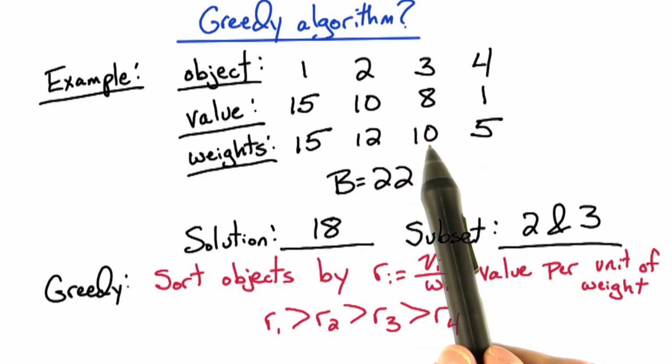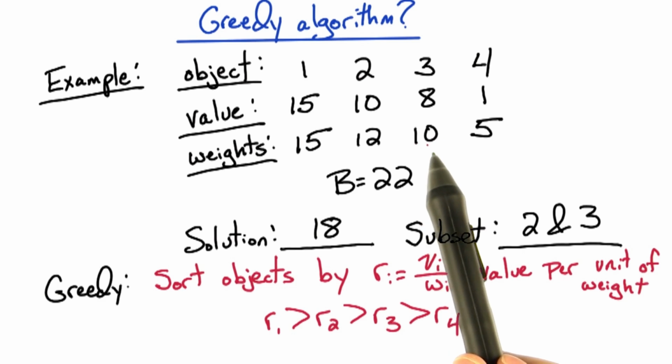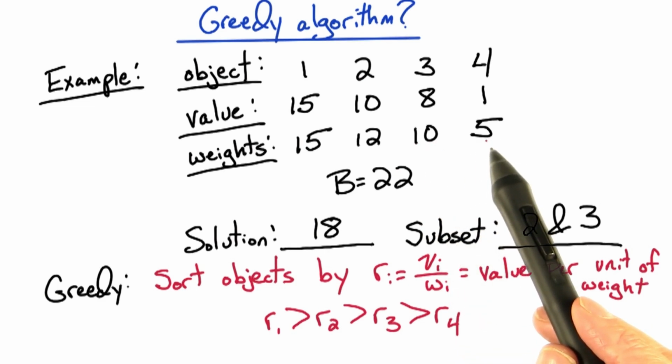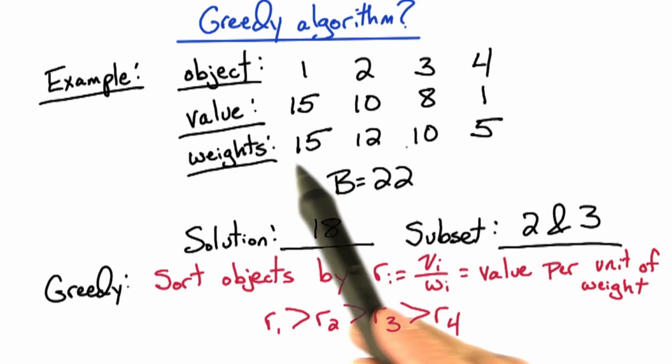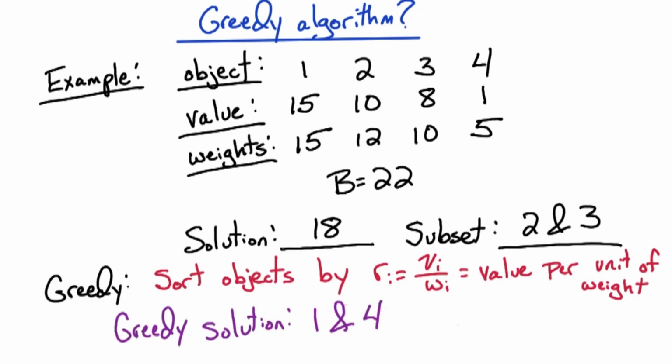Then it would go to object 3, the next most valuable object. It would try to add it in. Does it fit? No, it doesn't fit. Then it would try to add object 4, if it can. In this example, it can, because 15 plus 5 is 20, so it fits in the backpack. So the greedy approach would obtain the solution using objects 1 and object 4.